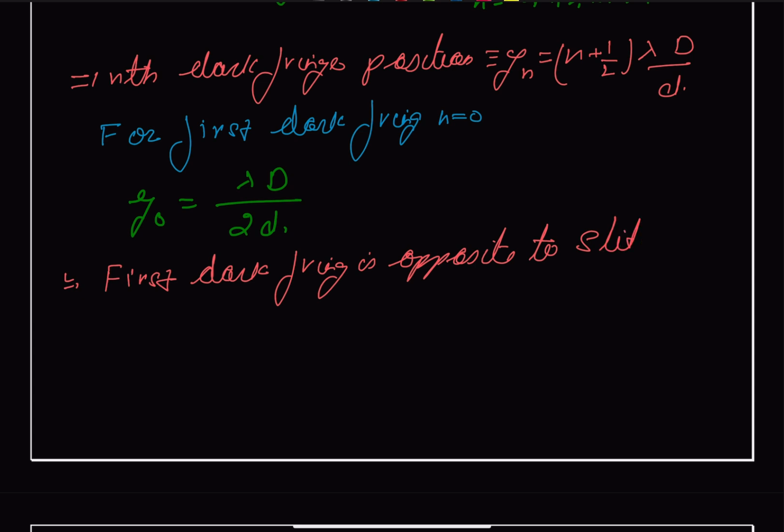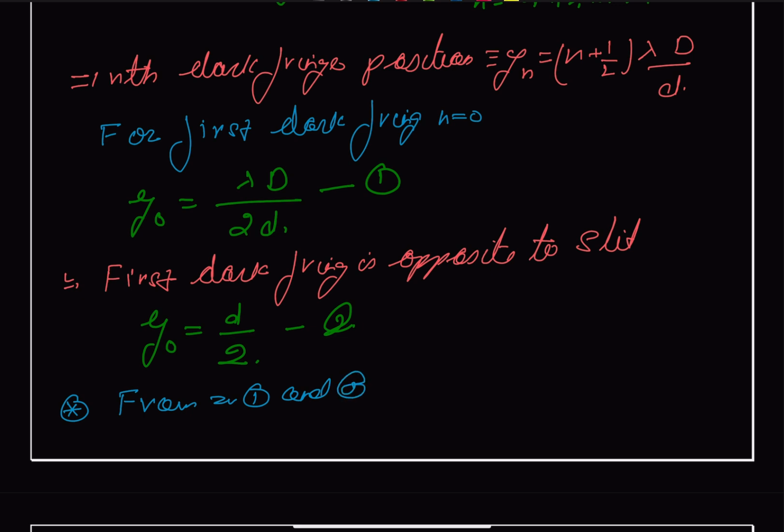So we can write that our y naught will be equal to capital D divided by small d divided by 2. Let us call this equation number 1 and this as equation number 2. They are representing the same thing. Therefore, we can equate equations 1 and 2, and we get small d by 2 is equal to lambda D divided by small d.